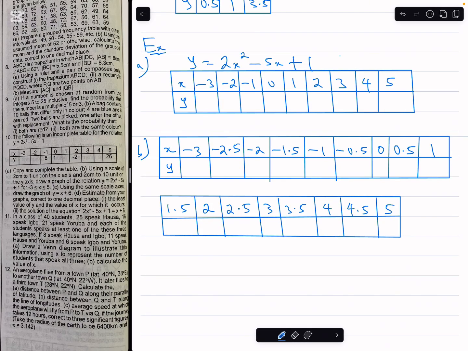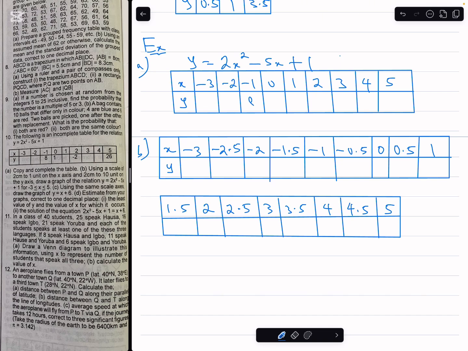Let's take another example. We're taking number 10. The following is an incomplete table for the relation y equals 2x squared minus 5x plus 1, and that's a relation. Question A says copy and complete the table. How do we do that?